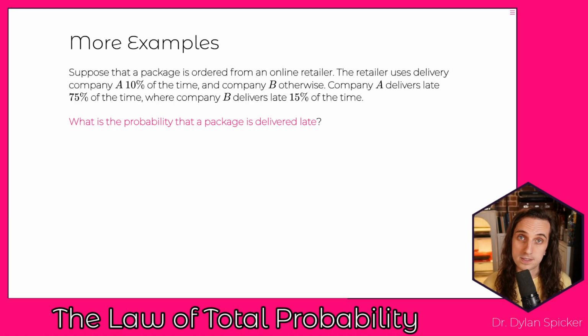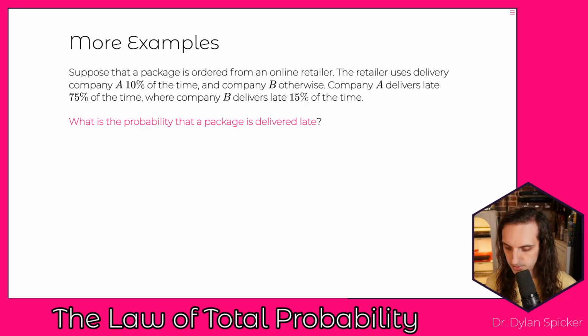Let's look at some more examples here. So suppose that a package is being ordered from an online retailer. The retailer uses delivery company A 10% of the time, and otherwise they use company B. Company A delivers packages late 75% of the time, and company B delivers packages late 15% of the time. So what is the probability that the package actually arrives late?